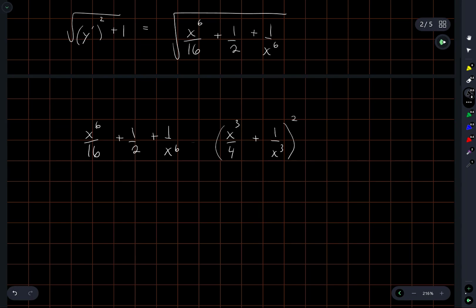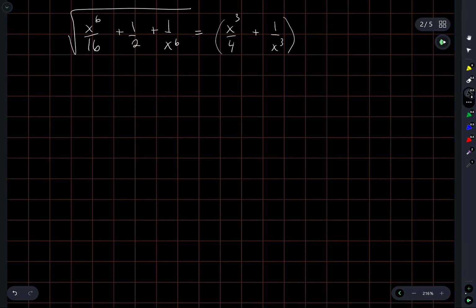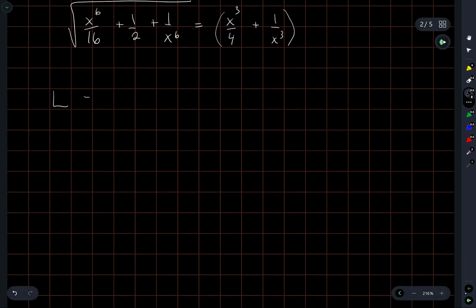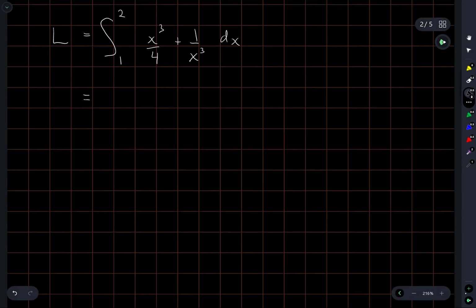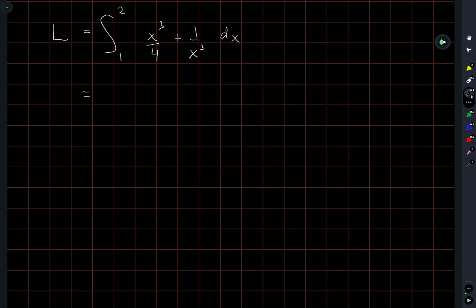Okay, so I've factored this thing under the square root, which means at the end of this, we're just integrating something like this. So the length of my curve is going to be given as the integral from 1 to 2, x cubed over 4 plus 1 over x cubed dx. This should be a straightforward integral, so I'll go through the rest of these steps without commenting and hope I don't make any arithmetic mistakes.